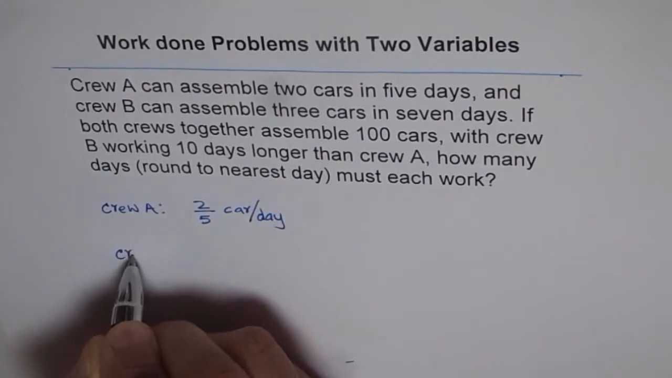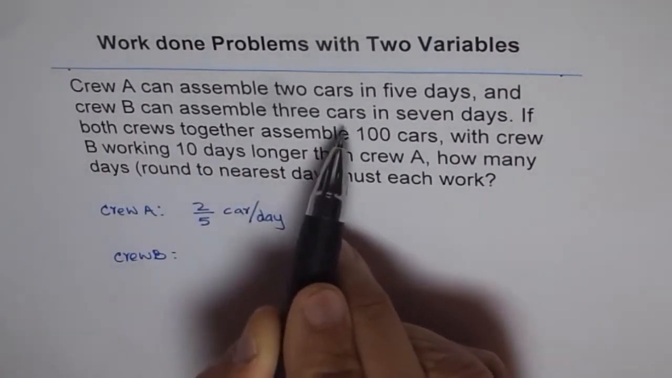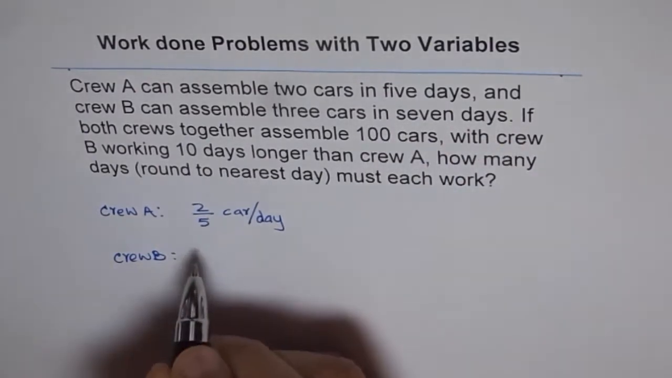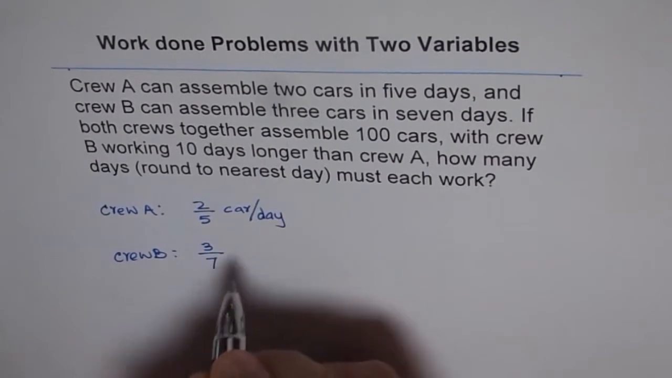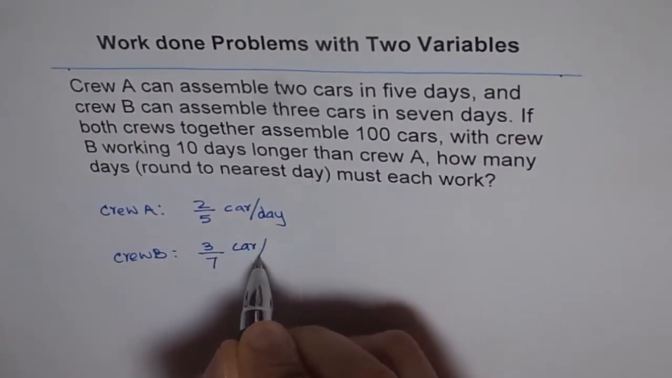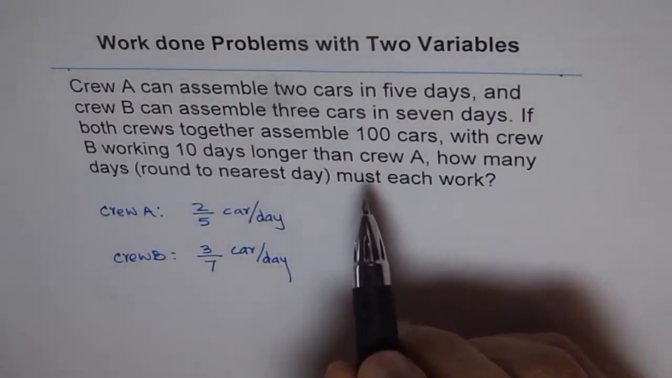How about crew B? Crew B can assemble 3 cars in 7 days. So 3 full in 7 days. That means 3/7 of a car in one day, right? So that is the rate at which these crews are working, right?